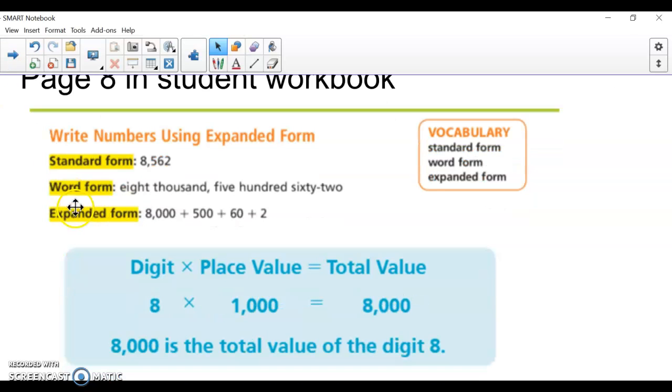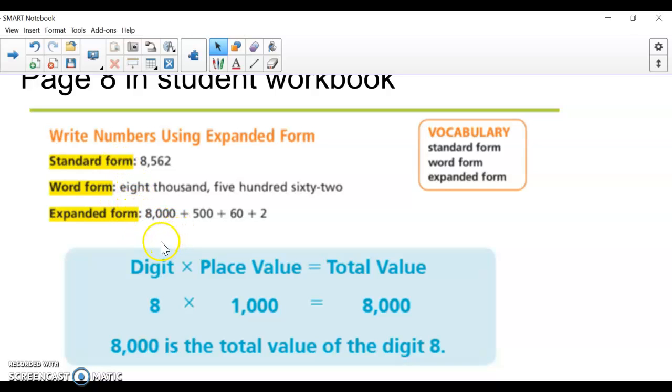So if we have a number like 8,562, that's how we always write it, that's standard form. Well, we can spell that out, and don't worry about spelling, guys. I want you to do the best you can with it, but don't get hung up on if you're spelling the number right or the place value right. Just do the best you can with it. So we know we have an 8 in the thousands place, so we call it 8,000. 5 in the hundreds, so we call that 562. We spell it out exactly like we say it, right? So very similar to standard form.